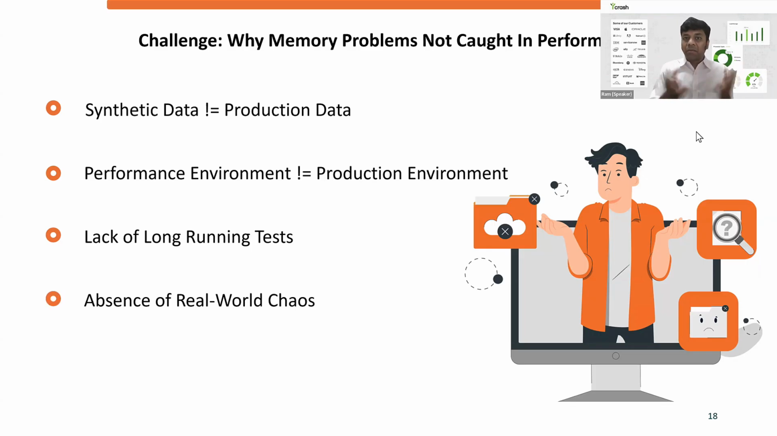And the next reason is the absence of real-world chaos. In production, suddenly a load balancer can go bad, there could be network contention, or a backend can become unresponsive. We are not simulating all such scenarios in our performance lab. When that happens, the problem happens, right? So friends, these are all very valid reasons. That's why we're not able to catch the memory problems in the performance lab.